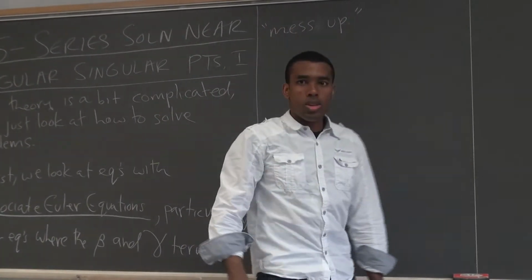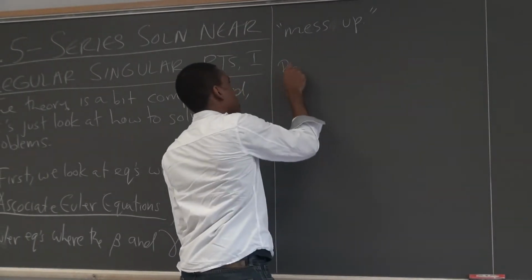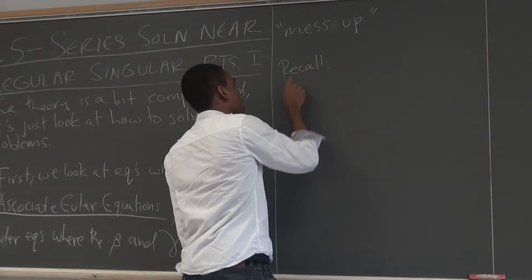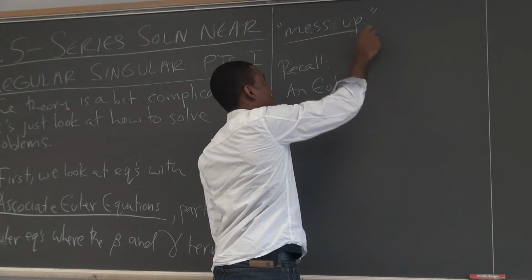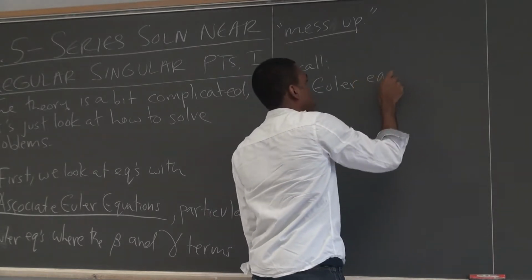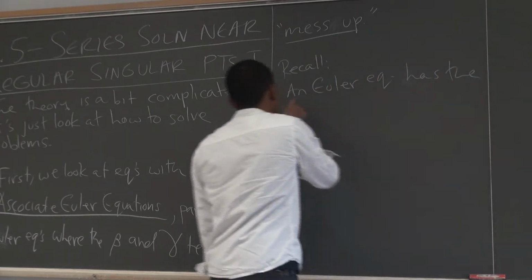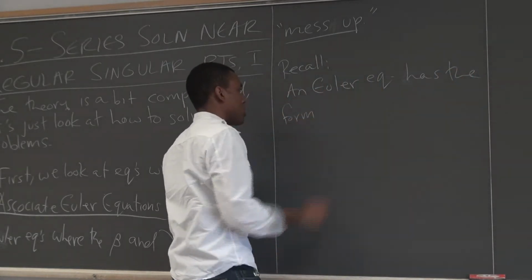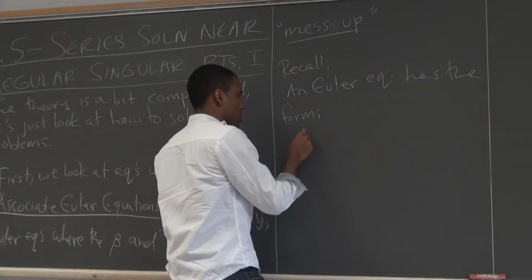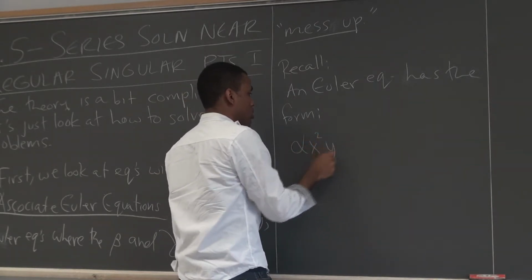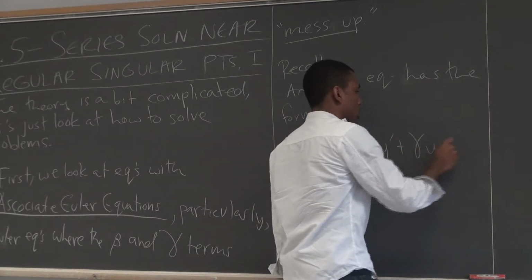Okay, so remember what Euler equations are, right? I'm going to make that more precise about what I mean. Remember, an Euler equation has the form: alpha x squared y double prime plus beta x y prime plus gamma y equals 0.